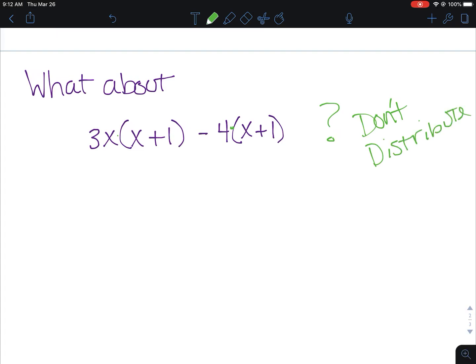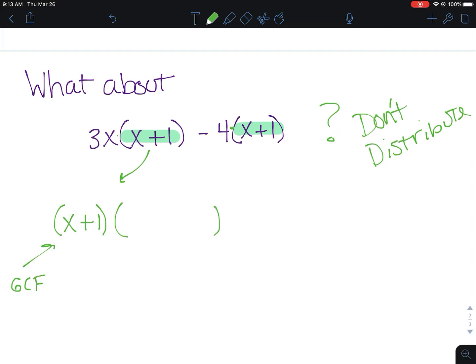What we want to do is look for what factors they have in common. Well, they both seem to have a factor of x plus 1 and another factor of x plus 1 over here. The whole thing is considered a factor because it's contained in parentheses. It's in the grouping symbol. So if that's what they have in common, then that is what I'm going to take out as my greatest common factor, right? So x plus 1, that's my GCF.